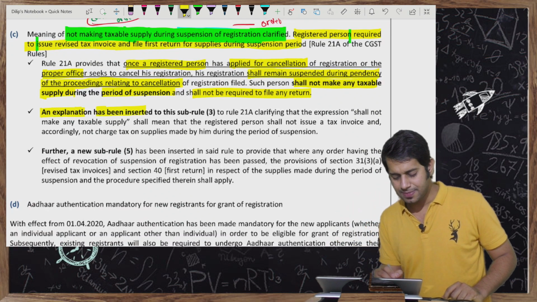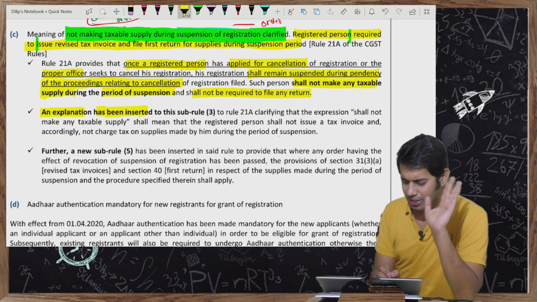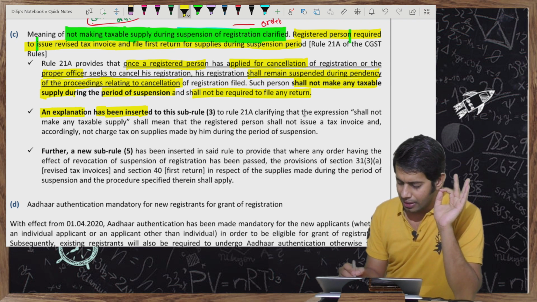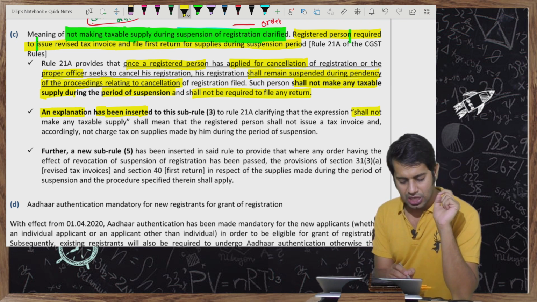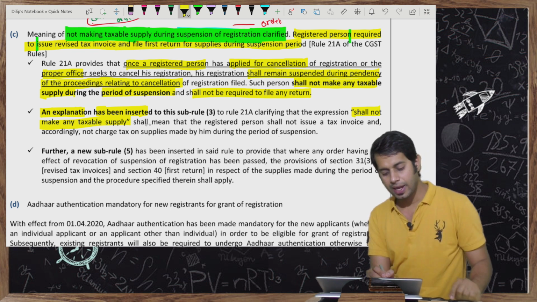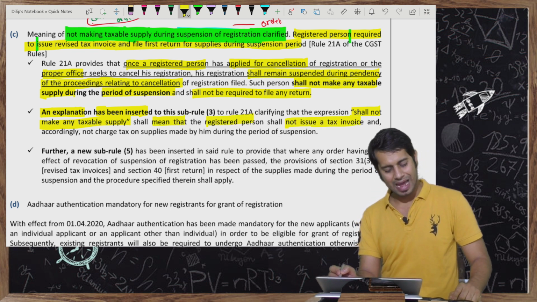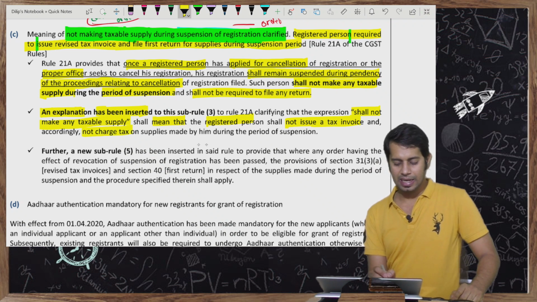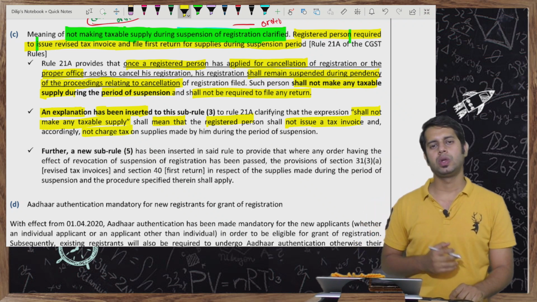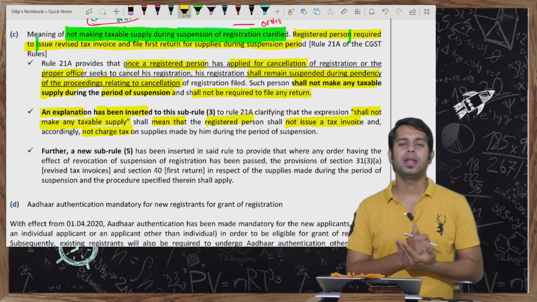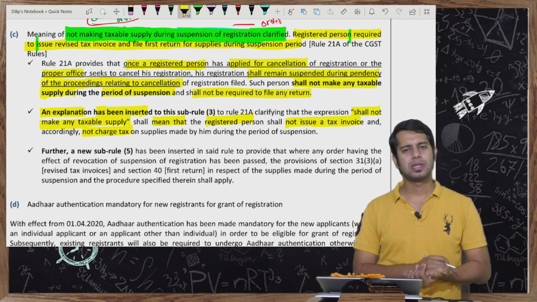An explanation has been inserted in this particular rule, clarifying that the expression "shall not make any taxable supply" shall mean that the registered person shall not issue any tax invoice and shall not charge any taxes on his supplies during this period. What do you mean by that?